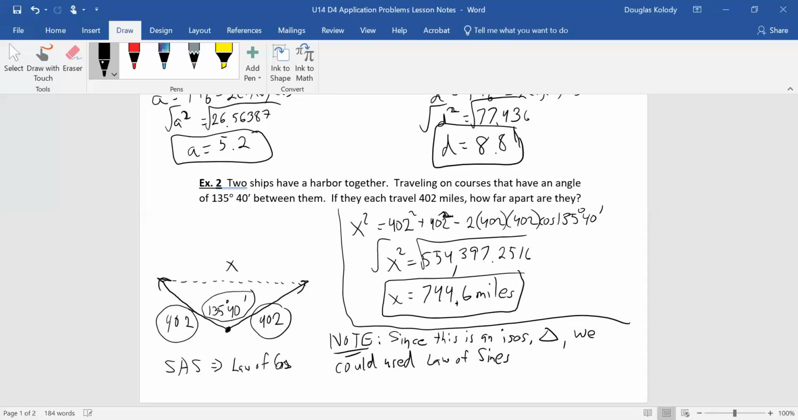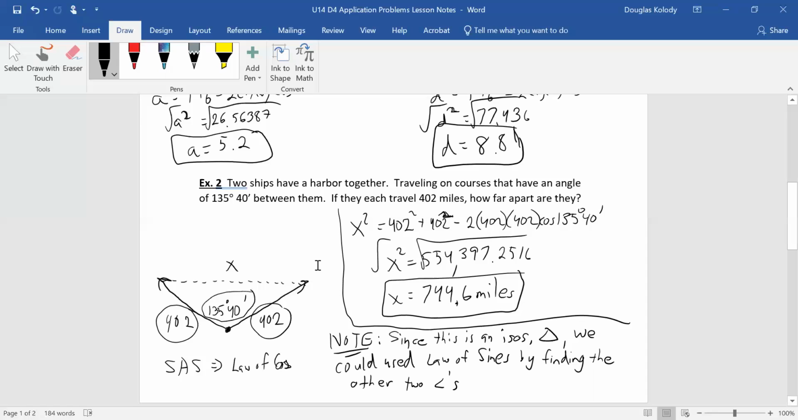And you could have done that by finding the other two angles. Think about it. Just subtract 135 degrees and 40 minutes from 180, then divide by 2, and you've got the other two angles. Just saying.